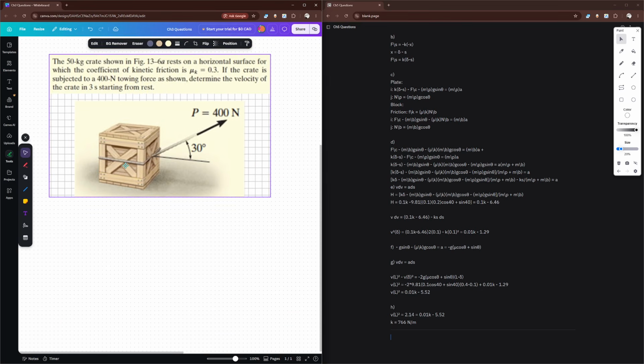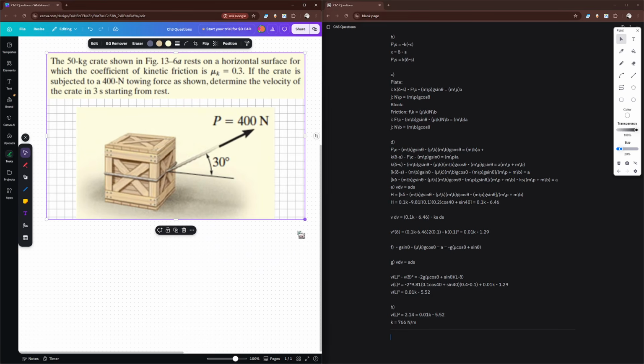So the 50 kilogram crate shown in this figure rests on a horizontal surface for which the coefficient of kinetic friction is 0.3. The crate is subjected to a 400 Newton towing force as shown. Determine the velocity of the crate in 3 seconds starting from rest.